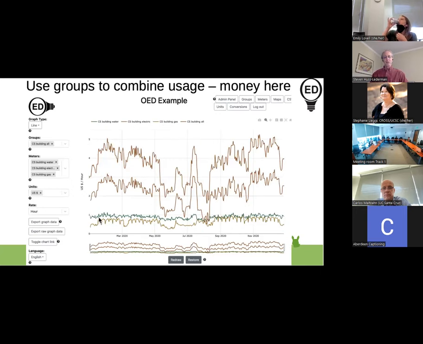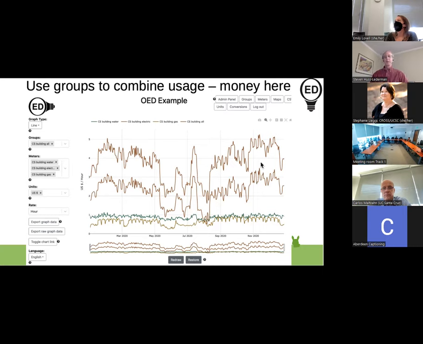What I added on this is two things. First of all, this green line is water. And at first blush, you might say, well, wait a minute, water is volume, and the others were energy. But in this case, the user's graphing US dollars, money. So therefore, the system understands how to convert energy and water into money.